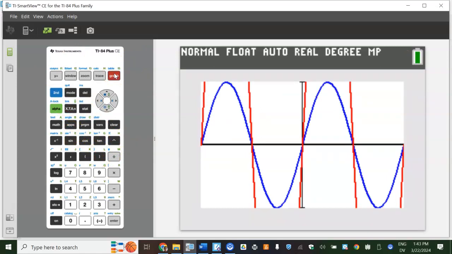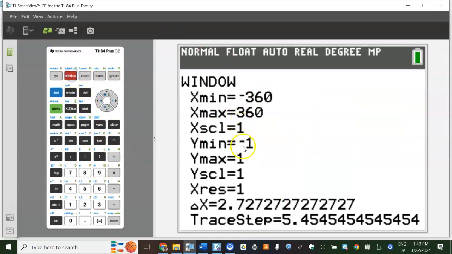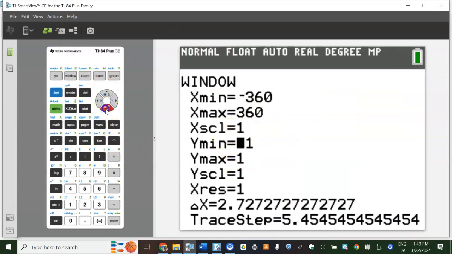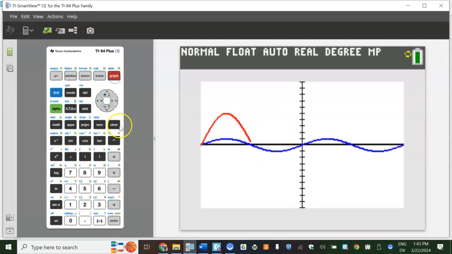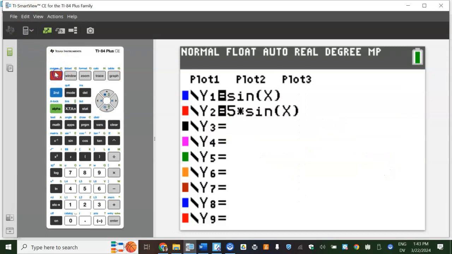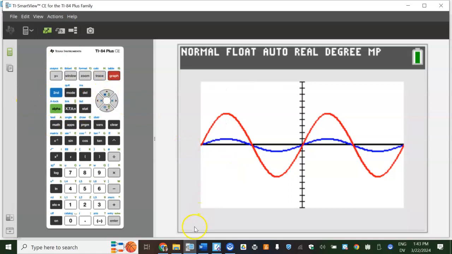Oh, I forgot to say that before too. My window here originally was at 1 and -1 for y, which isn't very big. But if I go back and make it the normal ones, like -10, +10, and hit the graph key, then you can see them a little bit better. So the original one in blue goes to 1 and -1, and then if we put a ×5 in front, like the red one, that just stretches it, and so that makes it go up more than it did before.